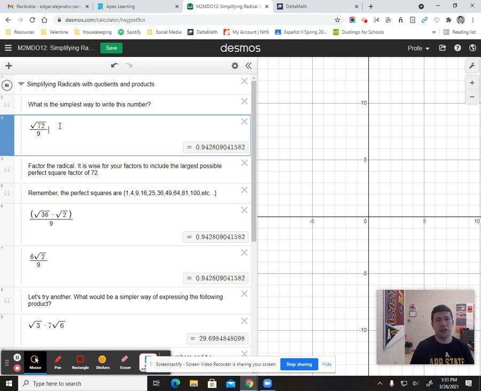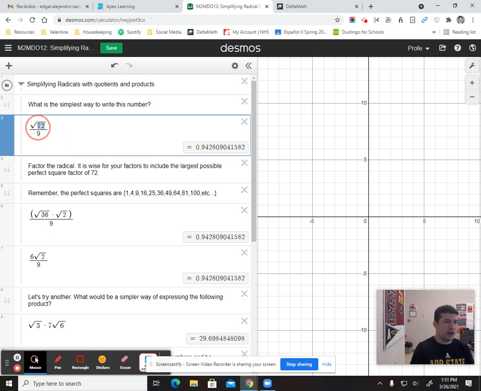Now what we're going to do is use Desmos to help us know if we're going in the right direction. So apparently the square root of 72 divided by 9 is equal to 0.9428, bunch of decimals. All right, so we know it's a little bit less than 1. So what we want to try to do is express it in a more simple but still exact format without having to use that decimal. All right, so here's how it goes.